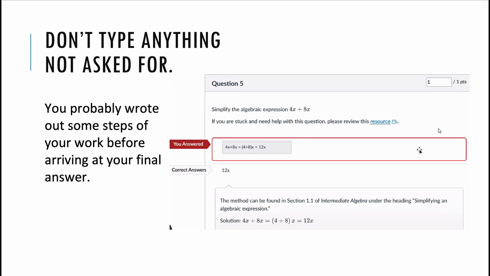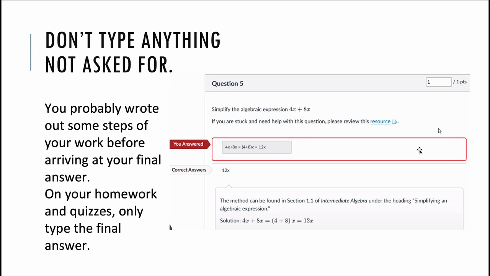You probably wrote out some steps of your work before arriving at your final answer. But when you're writing out your work, which is a great idea, it's a good way to get questions correct, you want to identify what you consider to be the final answer. And that's the only thing you're going to type in when you're working on your homework and your quiz. On your homework and quizzes, type only the final answer.